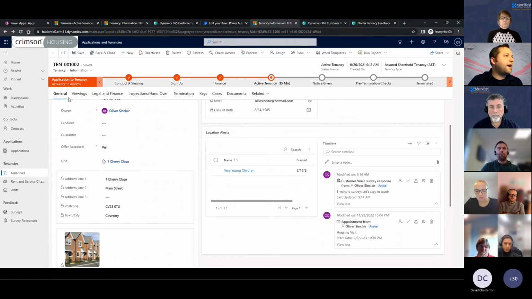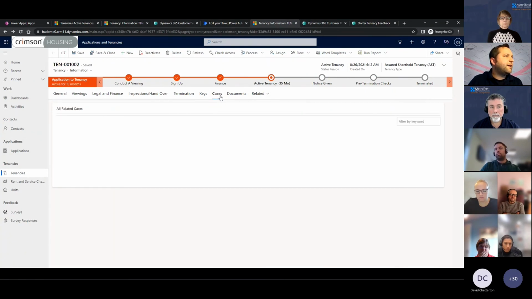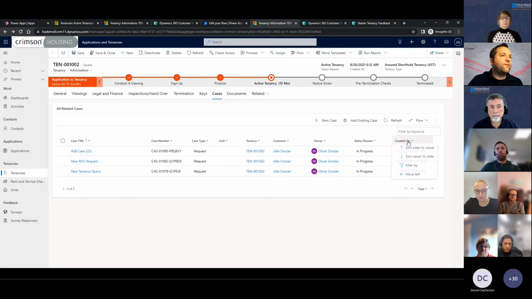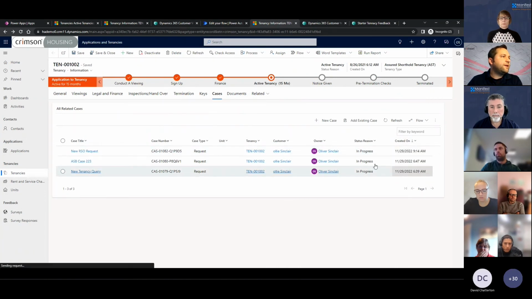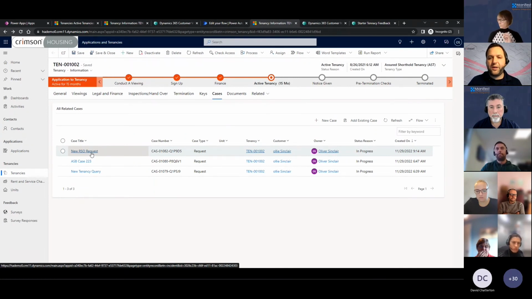If I have a look and see my cases, I can see that if I just sort by newest, you see that the new RSO request has come through. So a case has already been created on the back of that survey and ready to be assigned to the right rent support officer to go ahead and give Ollie a call, find out what's going on, see if we can help that housing benefit application before that arrears gets in too much trouble with those arrears.